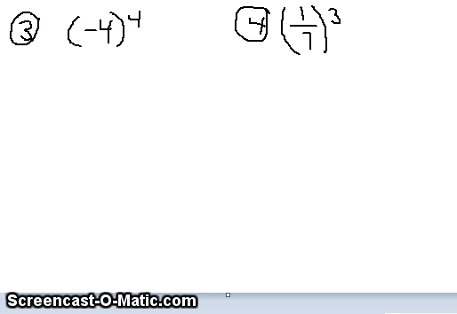Alright, our next examples are going to be evaluating. So the directions would say evaluate this expression or something similar. So let's start with number 3. This is negative 4 to the 4th power. Now remember that those parentheses are very important when we're looking at trying to multiply with our exponents and create a base. So this is telling us we're going to take negative 4 and multiply it by itself 4 times.